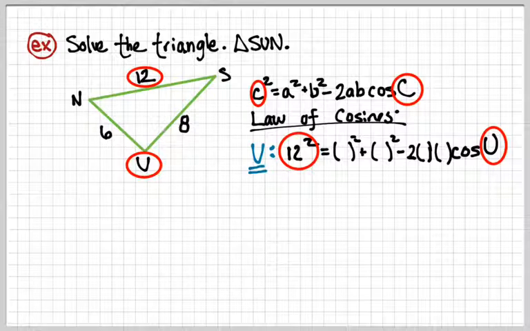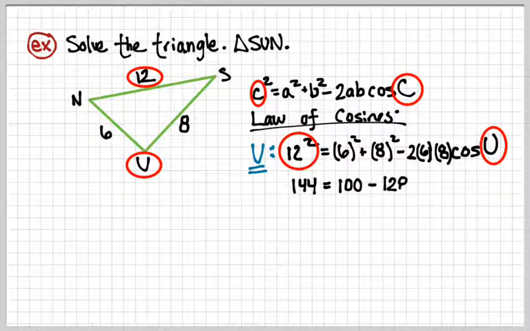Alright, so we know that my other sides are 6 and 8. It does not matter what order you put them in. You're just filling in the blanks, 6 and 8. So now we can go ahead and work out the math. 144, 36, 64, 128 cosine of U.